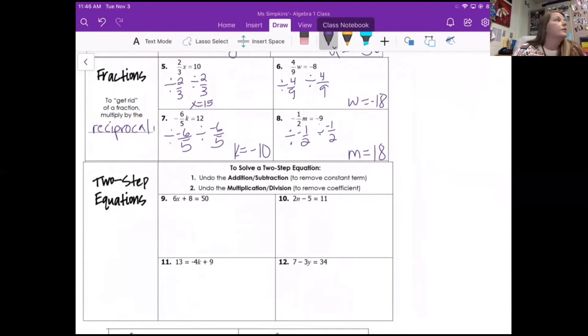So guess what we're going to do on 2-step equations? We're going to do 2 things to be able to solve them, right? When you are using order of operations, all of you know this acronym that I hate. When you're using order of operations, you use parentheses, then exponents, then multiplication, division, addition, subtraction.